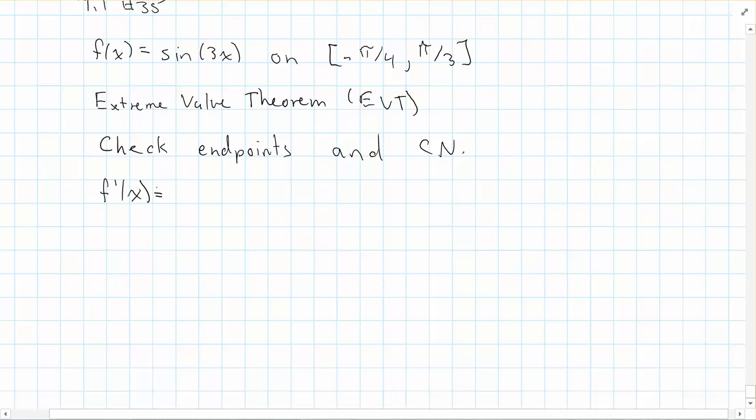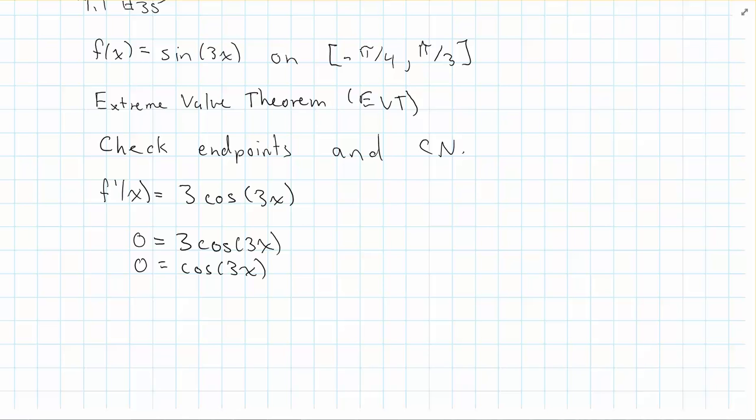So this is a straightforward derivative. Using the chain rule, we get the derivative of this as 3 cosine of 3x. And then we set this derivative equal to 0 to find my critical numbers. And then this is where I think people get a little bit of problems: when is the cosine of 3x equal to 0? And I'm going to write this off to the side just like we did in class.